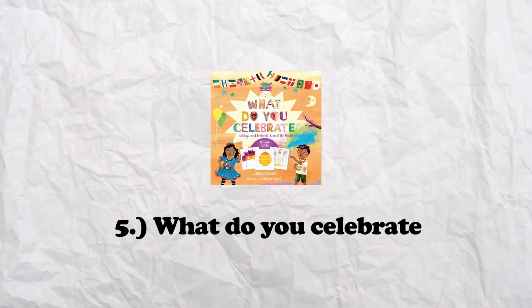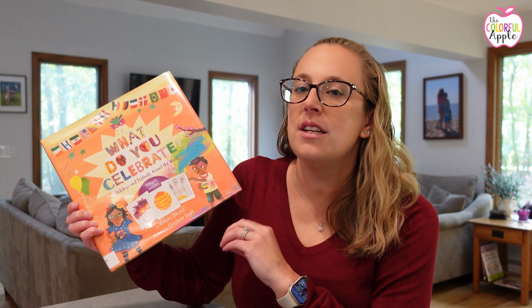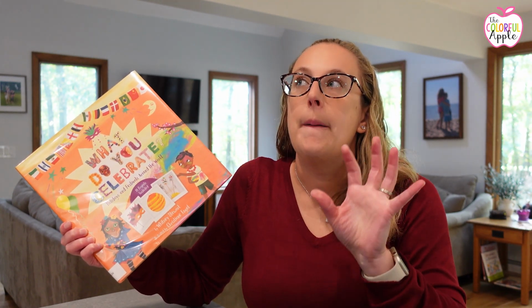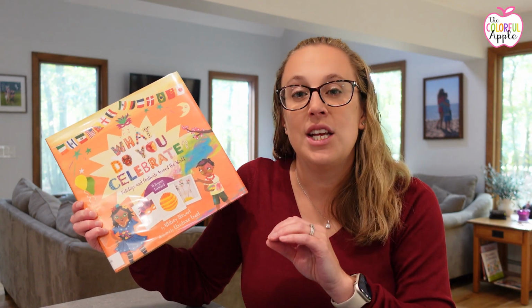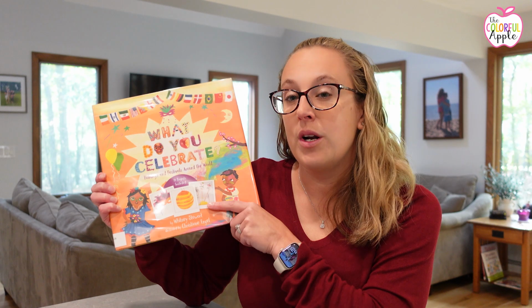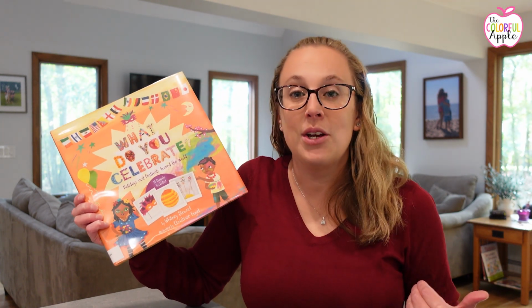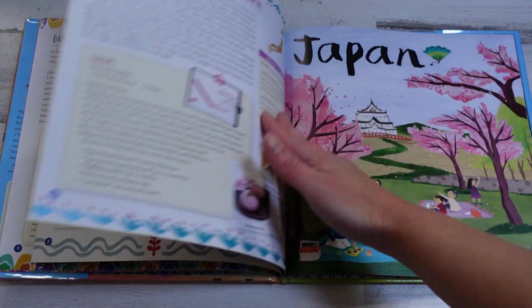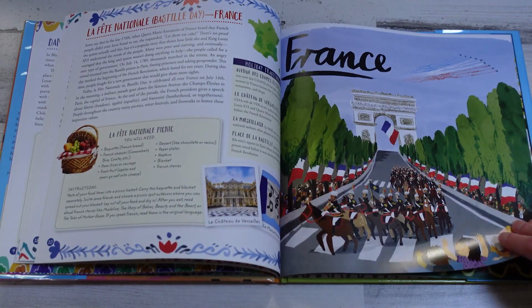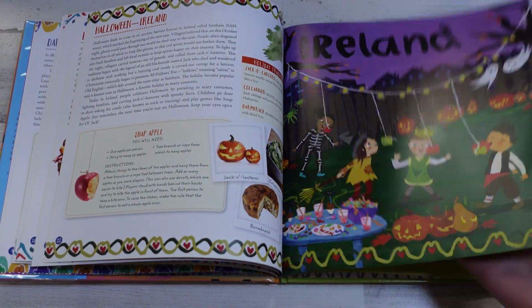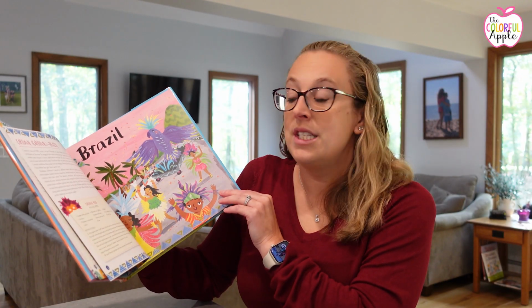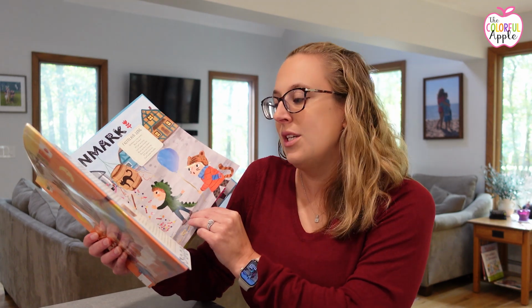What Do You Celebrate by Whitney Stewart takes us through 14 different holidays across the world and tells us a little bit about each one. It tells us about the food that's eaten, about the different activities that they do. It includes projects for each one of the holidays. There's a timeline of the year that shows when each of the holidays are celebrated. And then, like I said, it takes you to different countries. It takes you to China for Chinese New Year and gives a project to do for Chinese New Year. You'll learn about Carnival in Brazil. You'll go to Denmark.